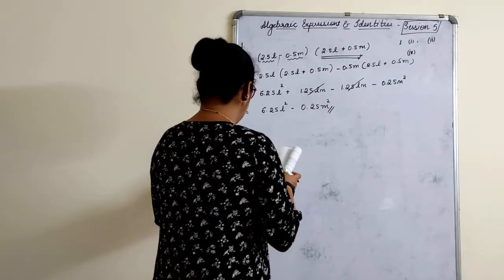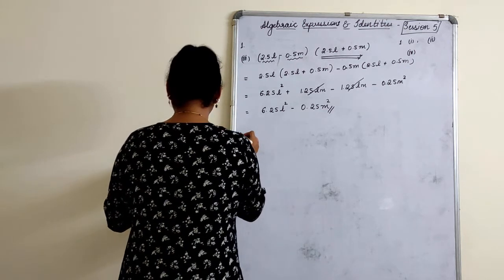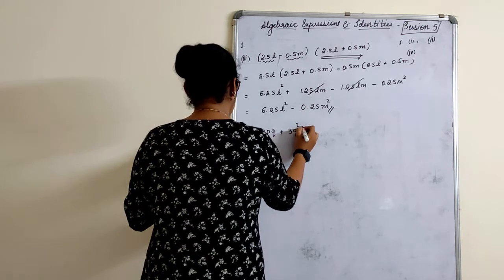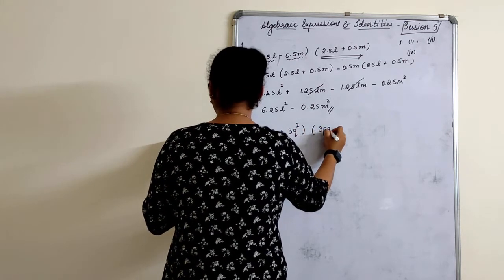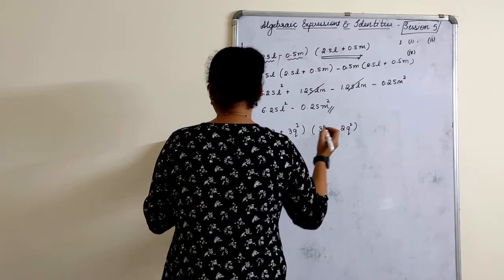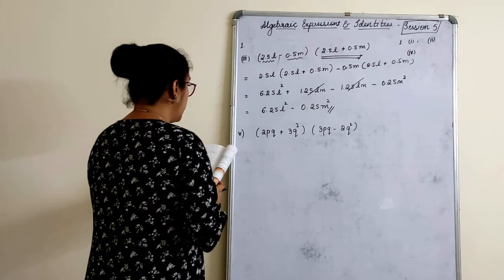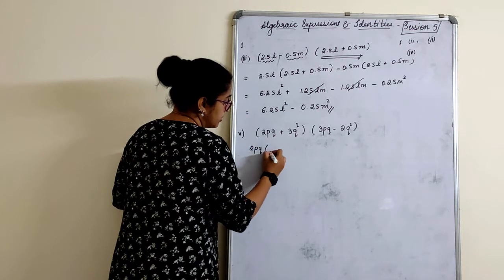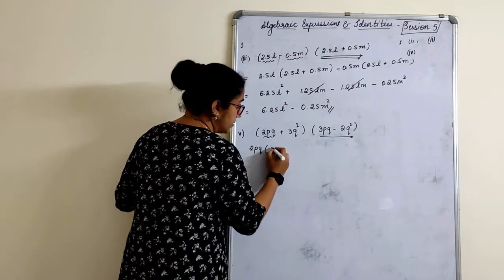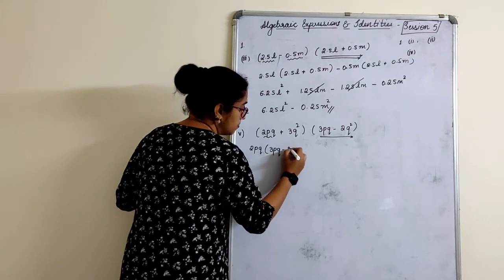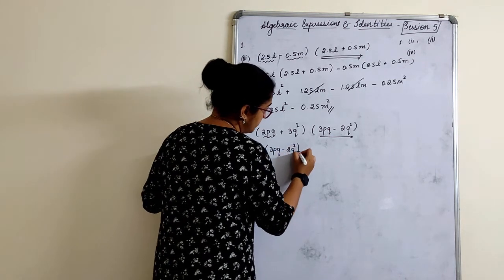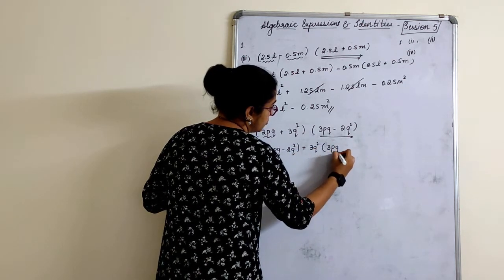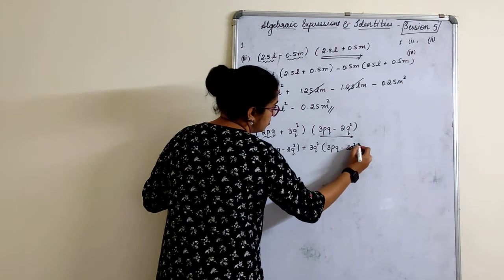Quickly, third one, fourth one I have marked for homework. Fifth one I will start: 2PQ plus 3Q square and 3PQ minus 2Q square. So first write 2PQ here and multiply this with this binomial: 3PQ minus 2Q square, plus 3Q square of 3PQ minus 2Q square.